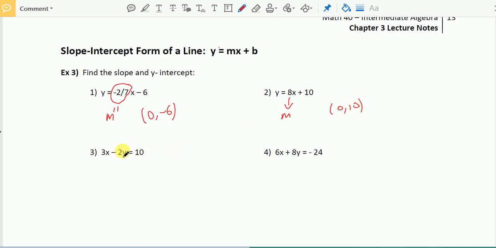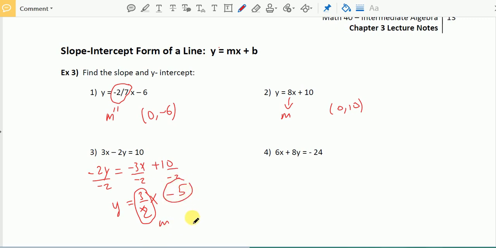This one is not. First you have to solve for y, because you want y on the left side and the rest on the right side in order to get to this form. And you can do that by moving -3x to the right hand side. So I have -2y equals -3x plus 10. I divide both sides by -2, right? I get y to be 3 over 2 x minus 5, and this number here is the slope or m, and this one is the y-intercept, or (0, -5).